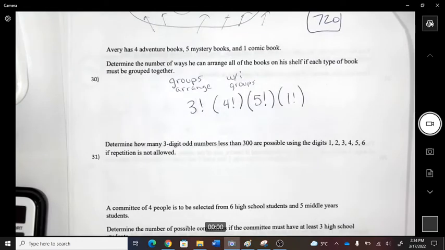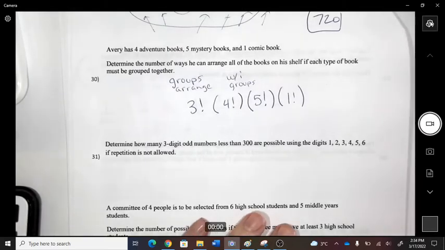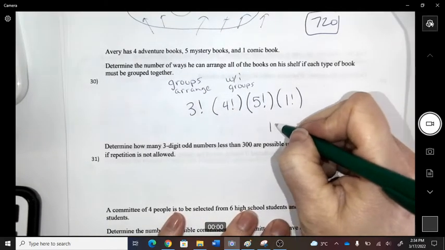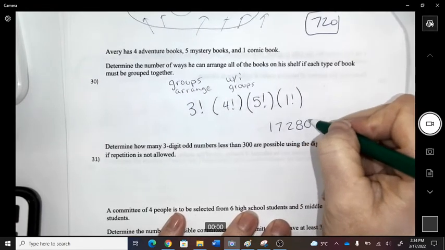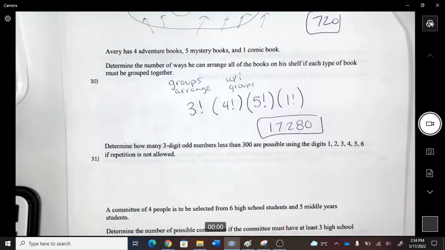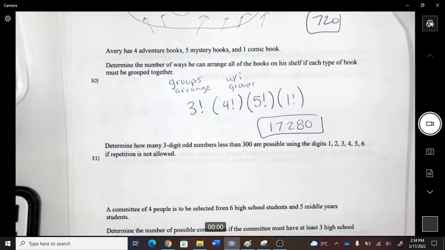So, okay, do you understand why it's multiplying versus adding? These things are all happening. Okay? They're all happening all at the same time. 17,000 and change? Is that what we got?